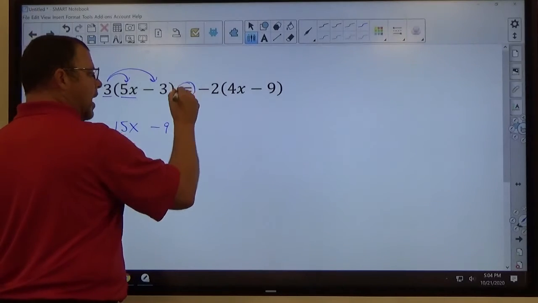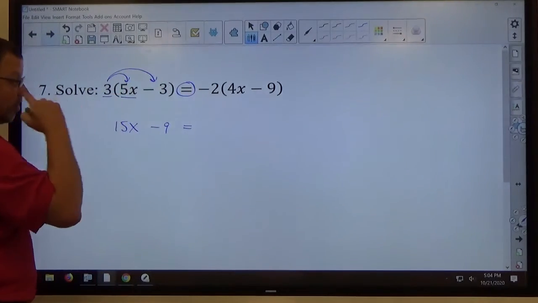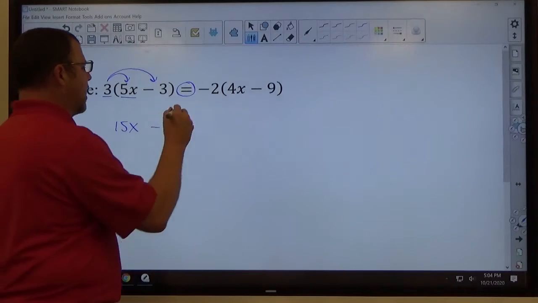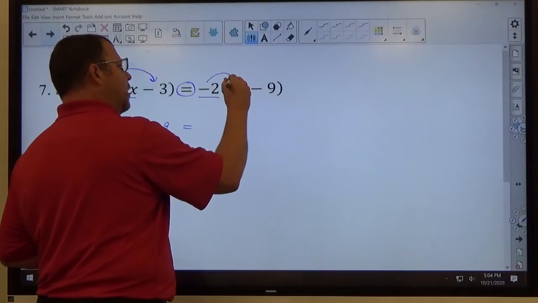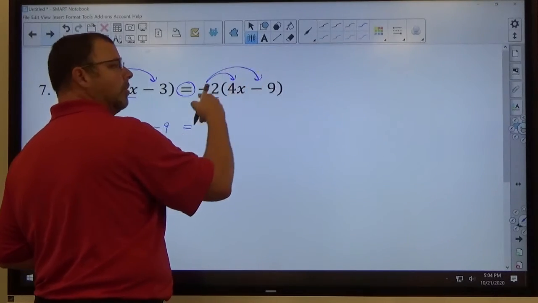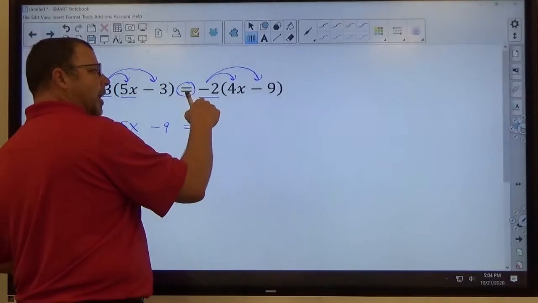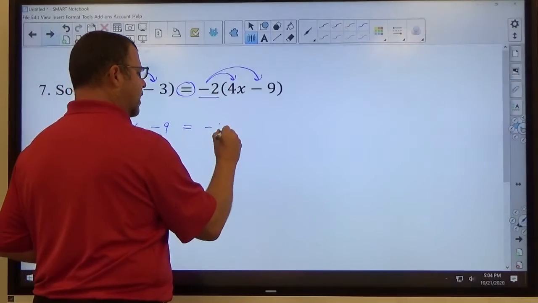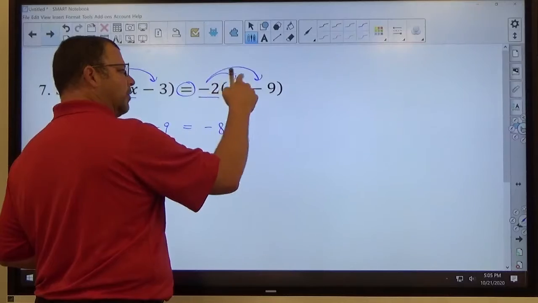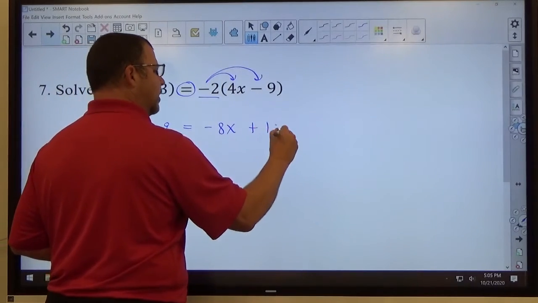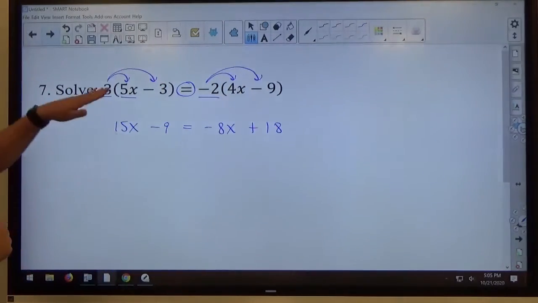Then the equal sign happens, so that side's finished. And on the right side, I've got negative 2 outside being multiplied through this parentheses. And again, the negative is attached to the 2. Negative 2 times positive 4x makes negative 8x. Negative 2 times negative 9 makes positive 18. When I distribute, the parentheses disappear.